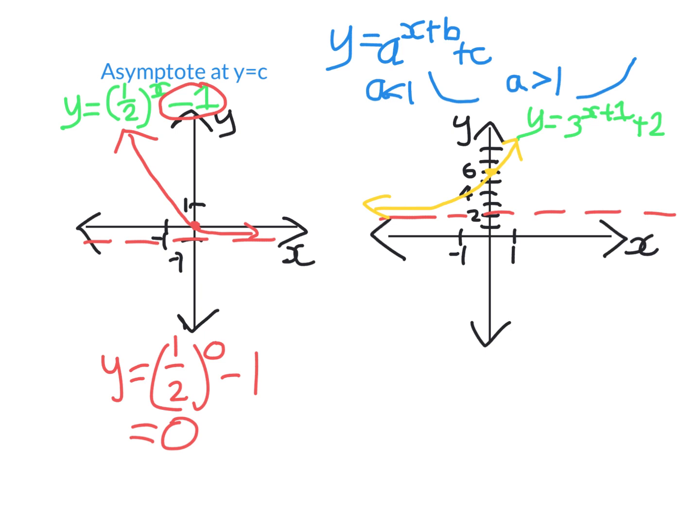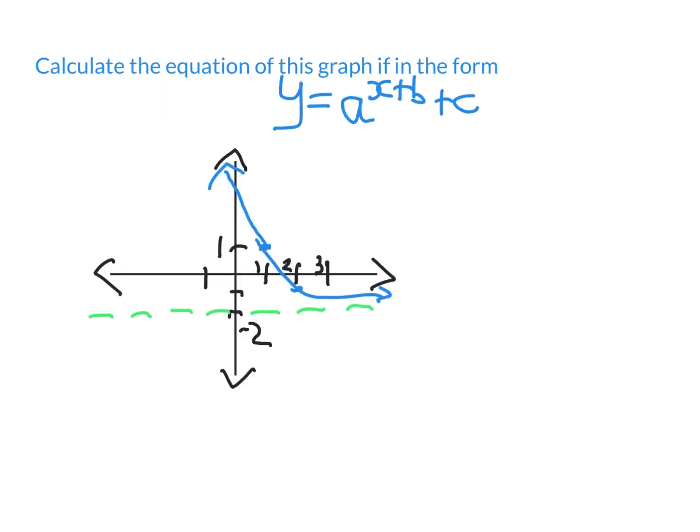All right, let's now look at an example where we go the other way, where we find the equation after being given the graph. So we're going to find the equation of this graph here, and it's of this form. So because we know it's of this form, really all we need to do is find A, B, and C. So C is the easiest to find. We said C is the asymptote. So because the asymptote's at y equals -2, then C is -2.